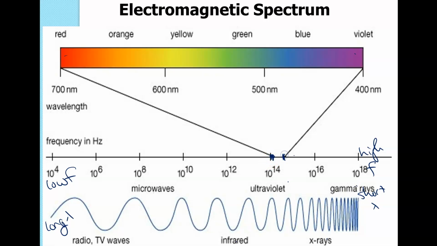Visible light goes from about 680 nanometers for red light to about 410 nanometers for purple light. Very hard to see that purple, but some people can.